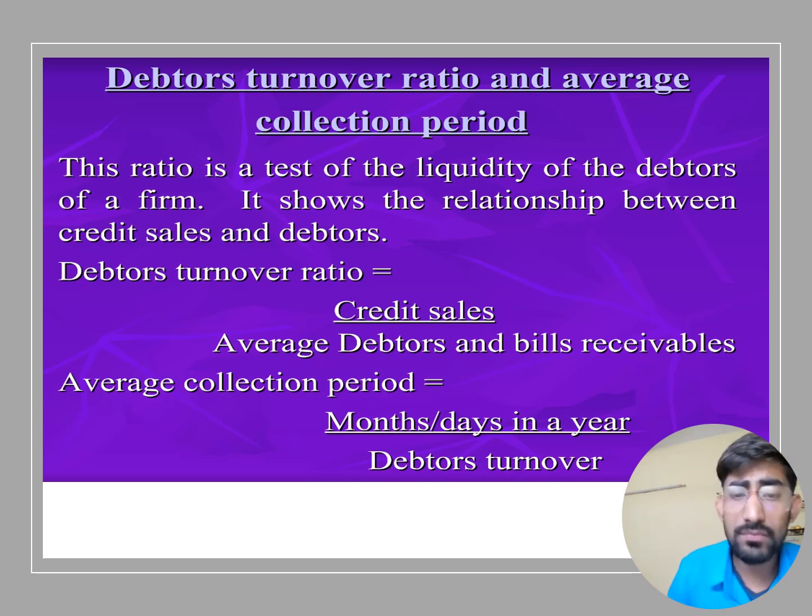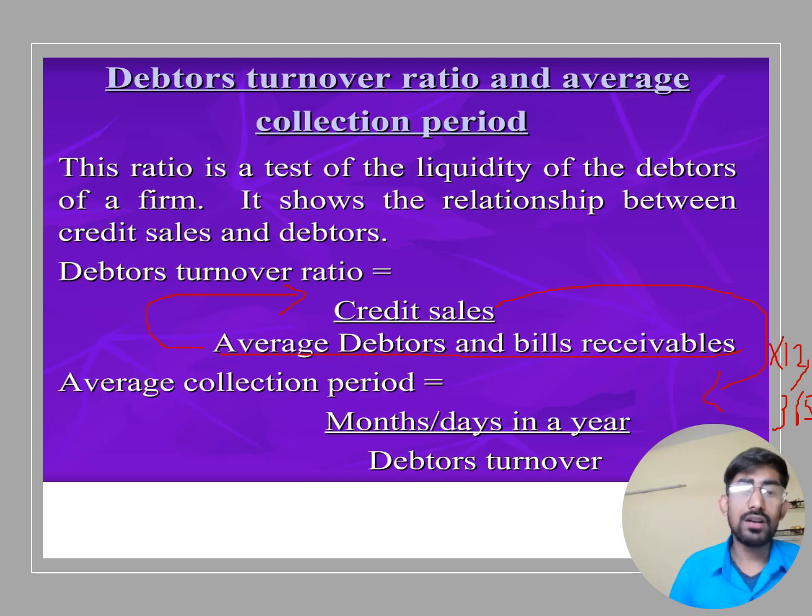Now there's one more shortcut here. We will simply reverse this formula. So we will use average debtors and bills receivable in the numerator, and credit sales in the denominator. Then we will multiply this by 12 months or 365 days, or we can also use 52 weeks, to get the average collection period. I hope this is clear.